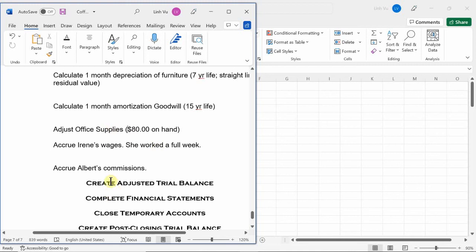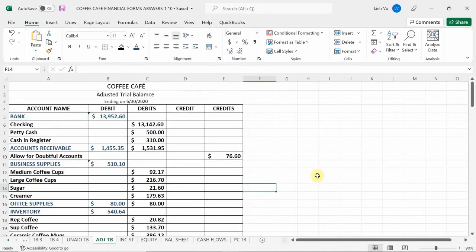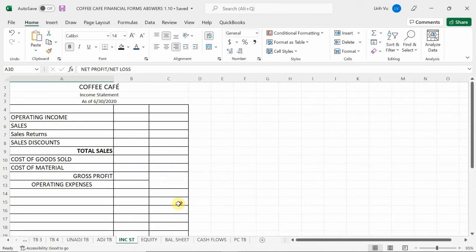All right, so we finished creating our adjusted trial balance. So the next thing I'm going to do now is move on to the financial statements. There are 4 important financial statements that you need to know. You need to know your income statement, which tests profitability.